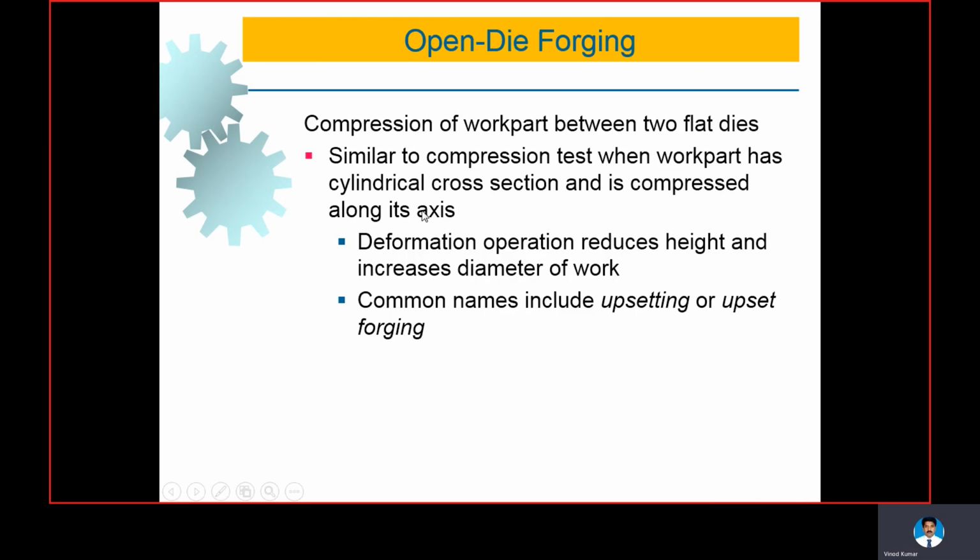Open die forging, as I explained before, uses two flat dies. When we compress it, the work part cross section will increase. That means the diameter of the material will increase and the height decreases. The common name of open die forging is upsetting or upset forging. Here in open die forging, there is no constraint or restriction on the lateral flow of the material.